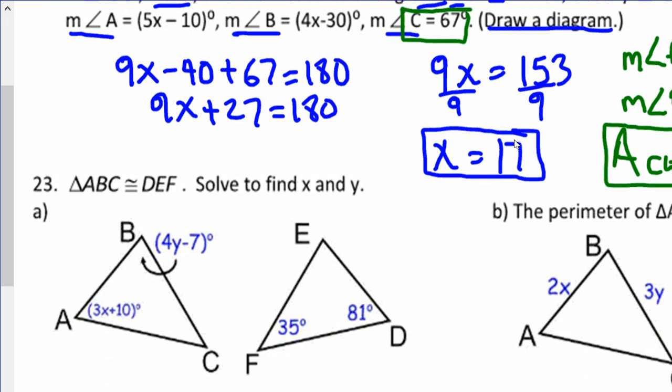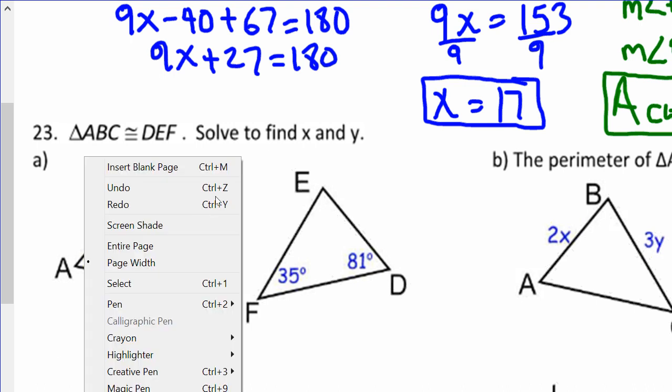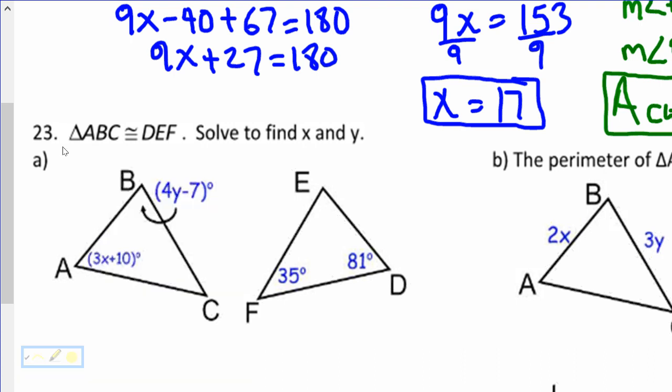Okay, 23. So we're given a congruent statement. Triangle ABC is congruent to triangle DEF. This is our congruent statement, and we're going to use that for A as well as for B.